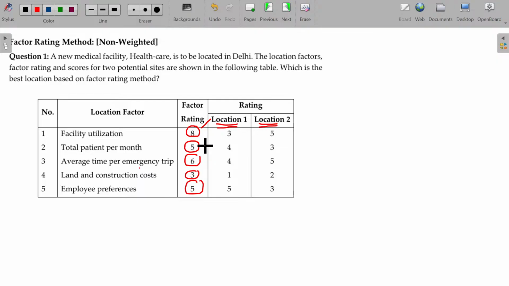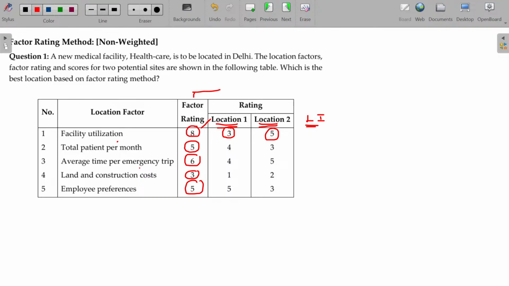I have just now shortlisted 2 locations, location 1 and location 2. If I go for location 1, with respect to facility utilization, only 3 will be the rating. But if I choose location 2, I may have 5 points. Then what happens in the case of location 1?